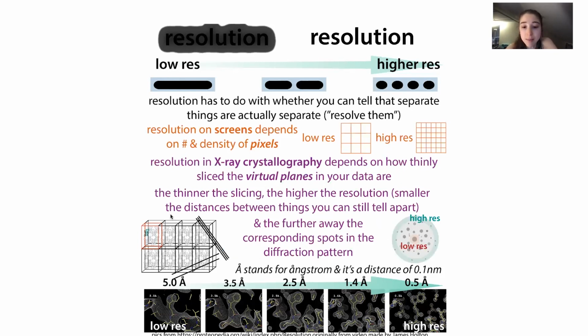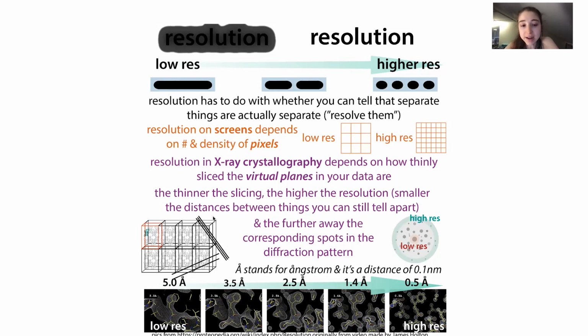We can imagine our crystal as being sliced by these individual planes that X-rays are bouncing off of. And this is where our information is going to come from. The thinner the slicing of the planes, the higher the resolution of the data that we're going to get. The problem is that the thinner slicing, corresponding to the higher resolution data, is going to be the hardest to collect. It's going to be the weakest data.